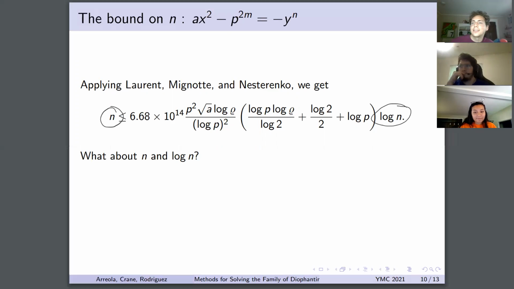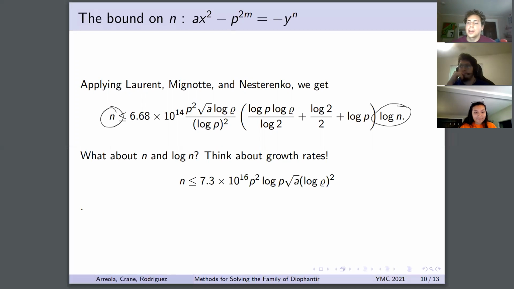And we're back, and we can think about growth rates. So we know for sufficiently large n, n is going to grow way, way faster than log n. So it doesn't really matter what coefficient you have on there. At some number, this inequality will be false. So you can search for that number. The exact method of doing that we won't go over right now, but you can simplify the bound to just some constant. And so remember, as earlier, this log rho is the fundamental unit of the field A.